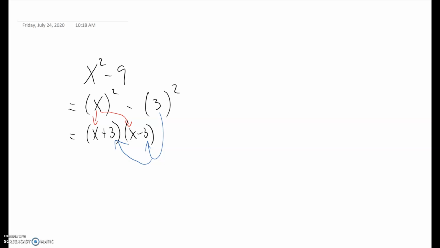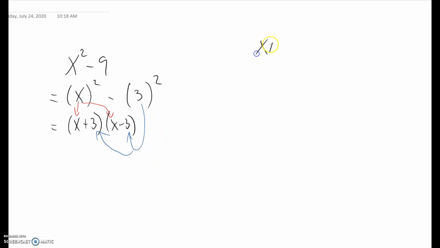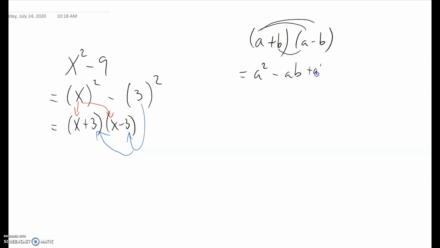But the reason it actually works is if you were to FOIL out, or expand out, x plus 3 times, or even let's keep it more generalized, a plus b times a minus b. This is that same format. If I go through and distribute, I have a squared, minus ab, and then here I have plus ab, and then here I have minus b squared. If you take a look, the two middle terms cancel out, leaving us with that format where we have that difference of squares.